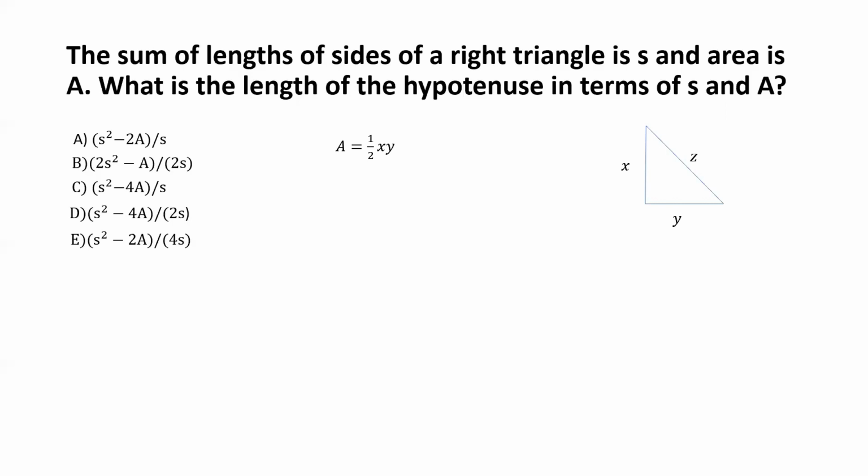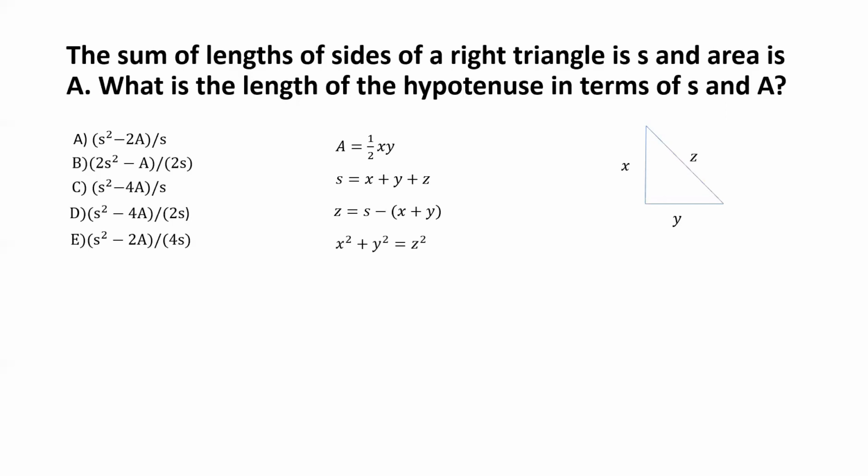We are also given the sum of the lengths of the sides of the triangle, which is just x plus y plus z. So S is equal to x plus y plus z. Now, the right angle triangle has a special property that relates its sides, and that's the Pythagoras theorem. Pythagoras theorem states that the square of the hypotenuse is equal to the sum of the squares of the other two sides. So in this case, z squared is equal to x squared plus y squared.